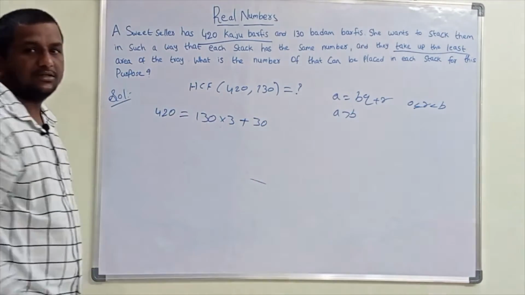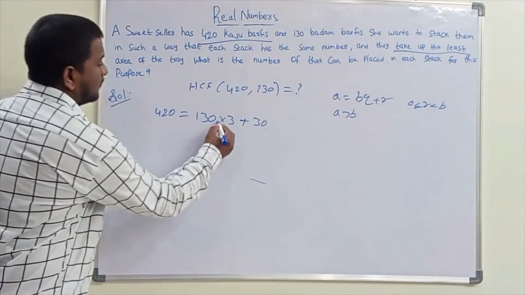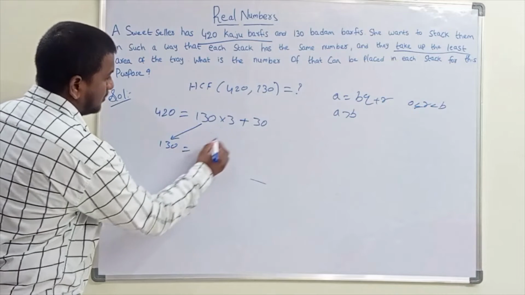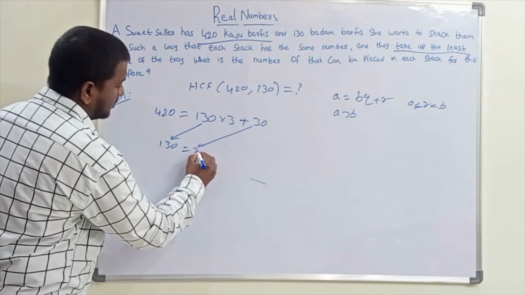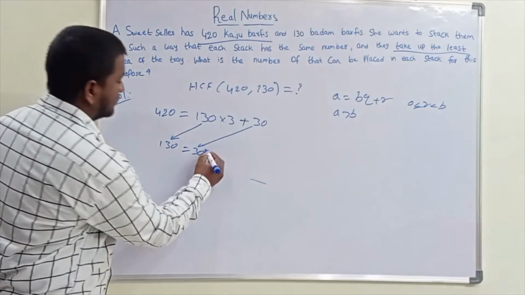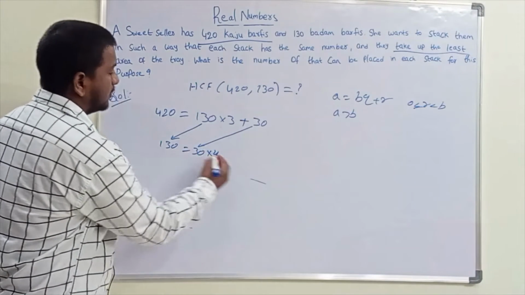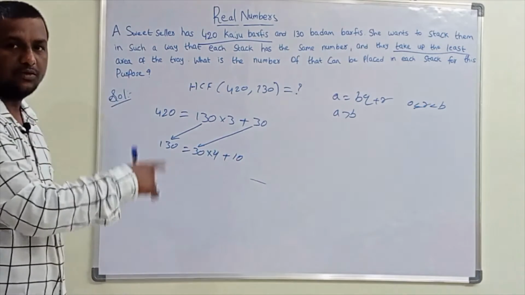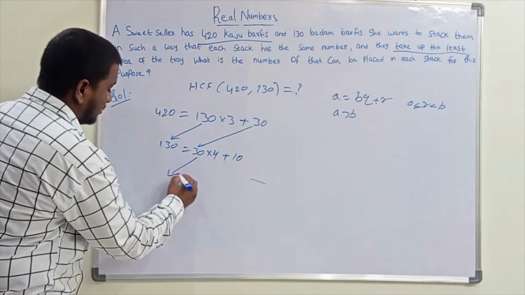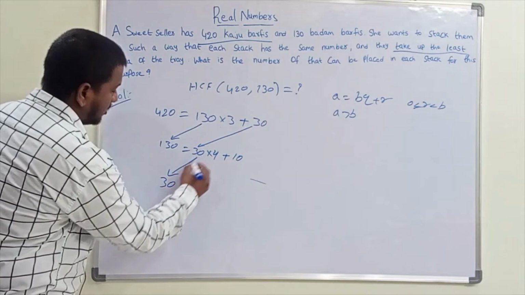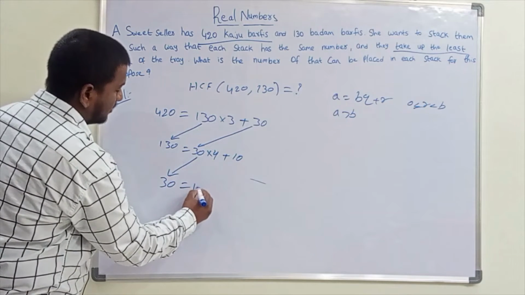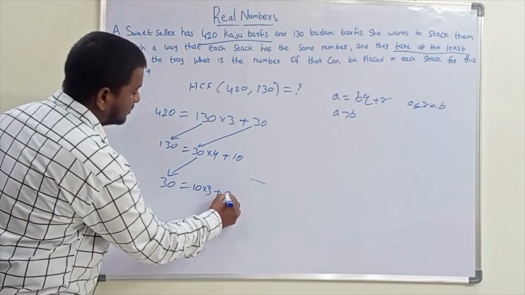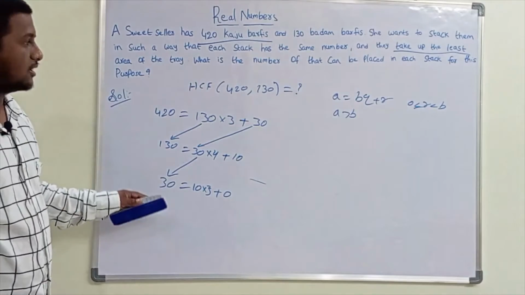Is the remainder 0? No, it is not 0. So again we continue the process. Here A will become 130 and B will become the remainder, that is 30. How many times? 4 times, 120. So 130 minus 120, 10 is the remainder. Is the remainder 0? No. So again we continue. Now A becomes 30 and B becomes 10. How many times? 3 times. 3 times 30 plus remainder 0. Yes, the remainder is 0, so we stop here. The algorithm stops here.